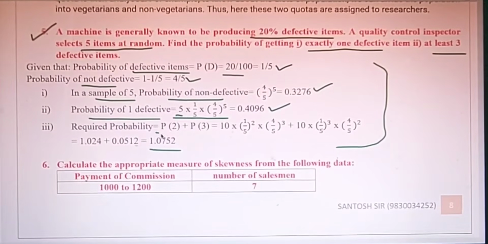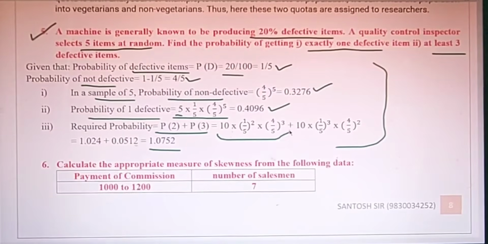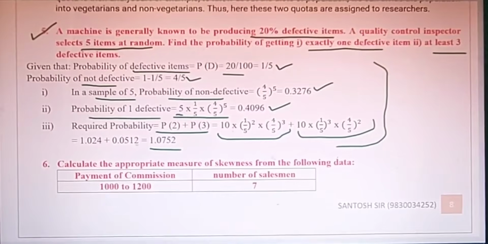Now again you need a formula for this, because here we have taken a probability of 2 and probability of 3 out of 5. So again we will use the formula which I will share in the next video.